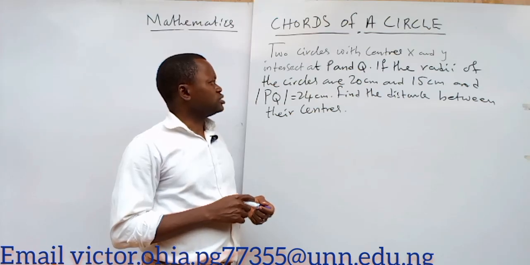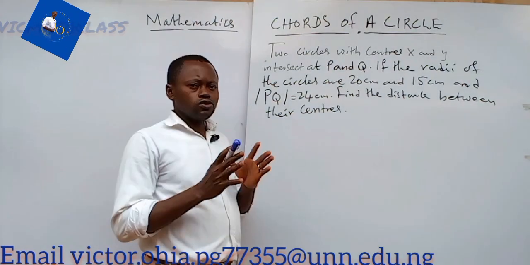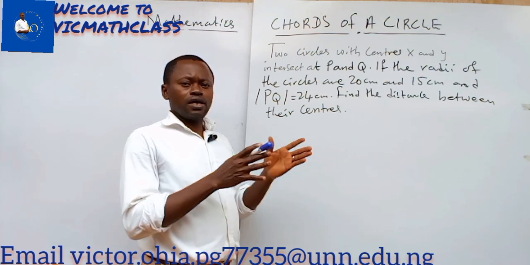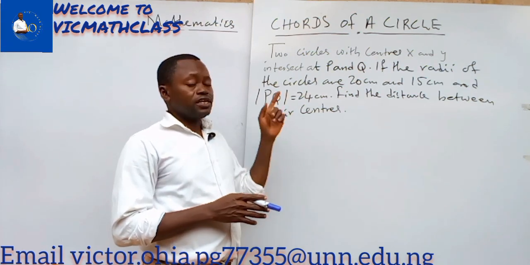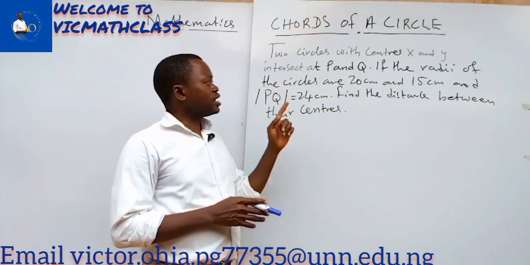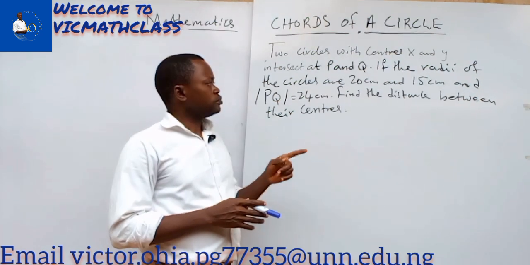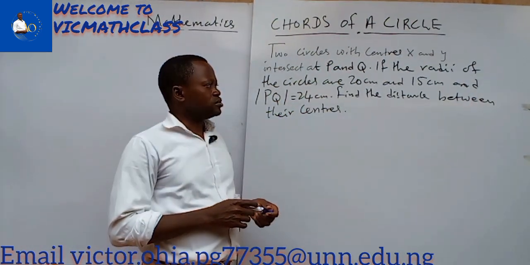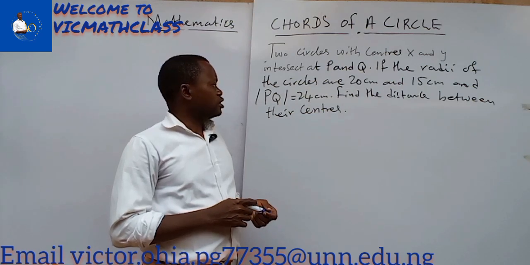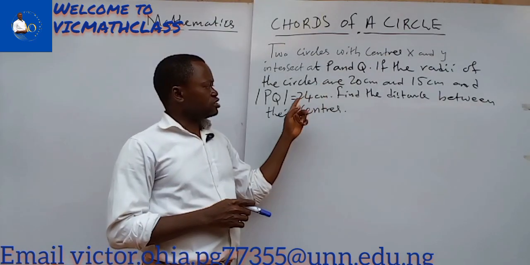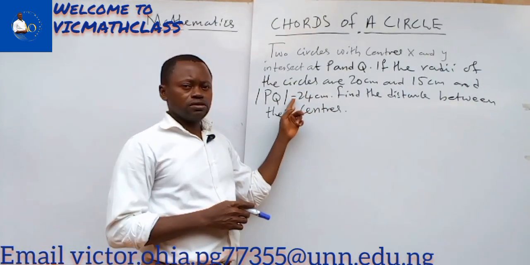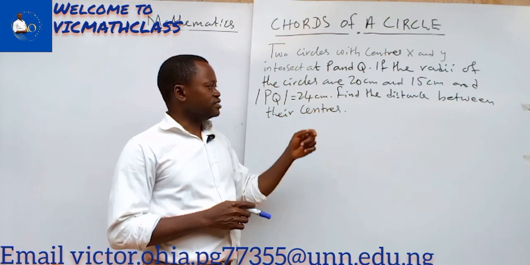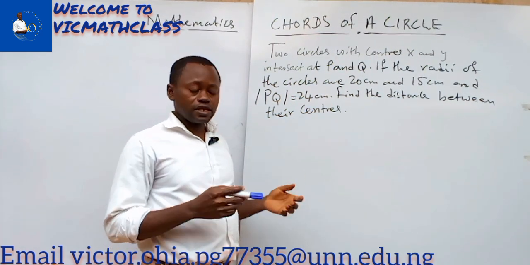Two circles with centers X and Y. These are two circles. Their centers are labeled X and Y, and they intersect at points P and Q. If the radii of these circles are 20 cm and 15 cm, and the distance between the points of intersection is measured to be 24 cm, find the distance between the centers.